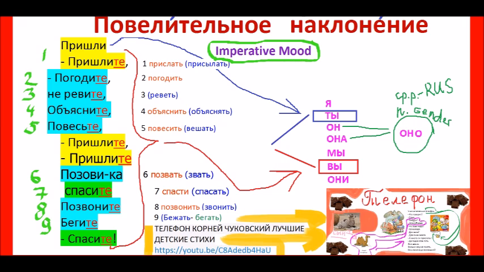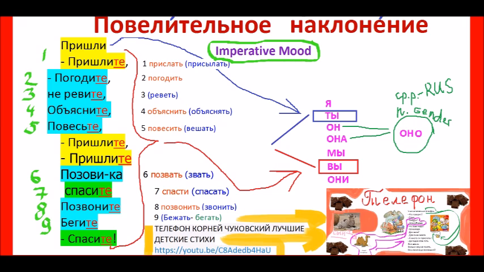Number 5 is повесьте. Повесьте means hang it up, please. Or hang them up. We don't have objects here, okay? The infinitive number 5 is повесить. Повесить что-то is to have something hanging. It's a fast action. Вешать will be repetitive or like long time.